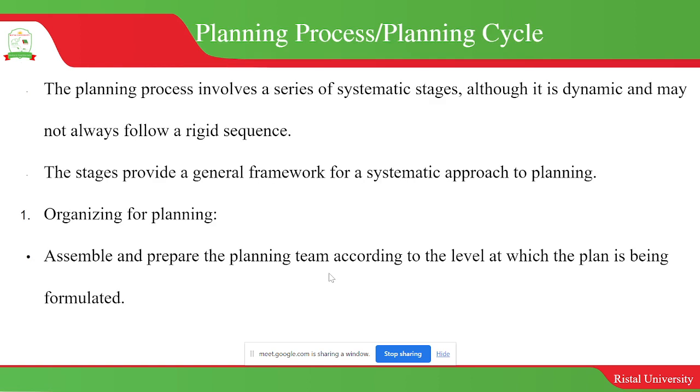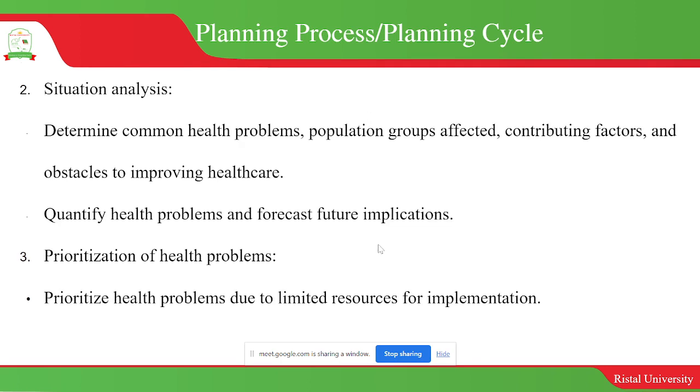Okay, so project planning happens following a series of steps or stages, and the first one is organizing for planning. That means that you need to put down a team that will actually do the planning for the project. Okay, understand what the situation is. That means you need to do a situation analysis. This involves understanding the dynamics or the context, the key players, the contributing factors, the barriers, motivations, and things like that about any given health problem.